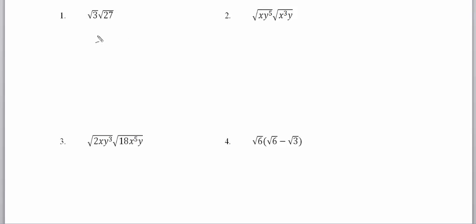We're going to start off today with looking at the square root of 3 times the square root of 27. Now, because the product rule says that if you have the square root of a times the square root of b, you can combine them within the same radical, as long as multiplication is involved, I can make this the square root of 3 times 27, which is the square root of 81, which is quite nice because the square root of 81 is 9.